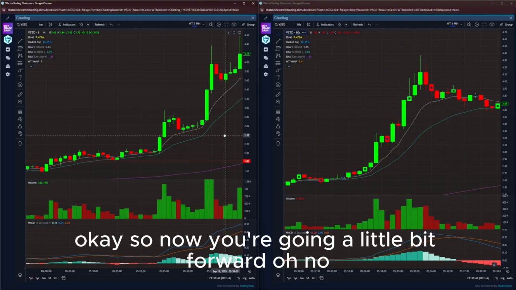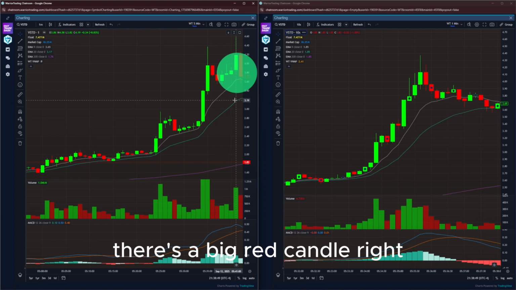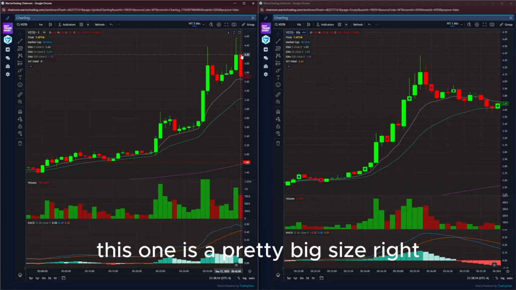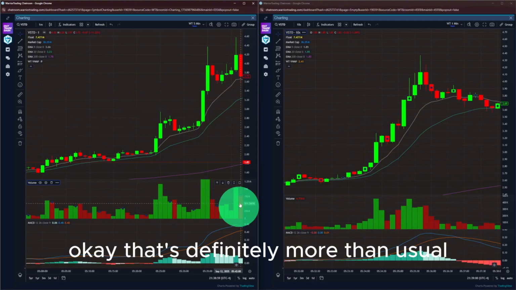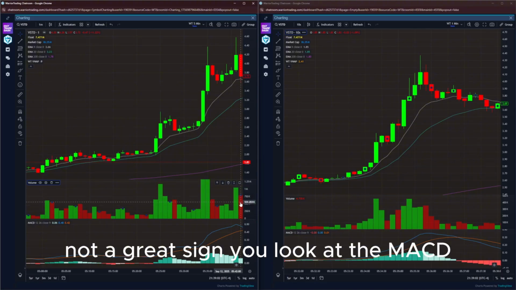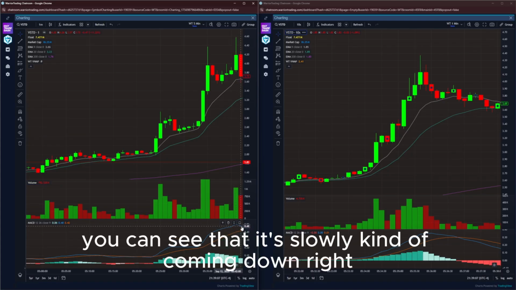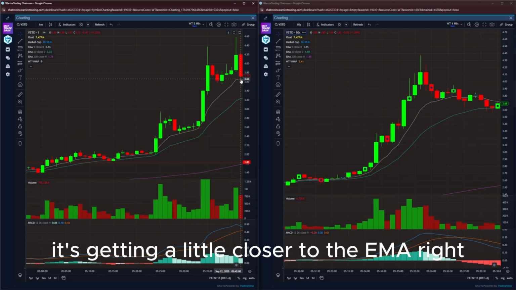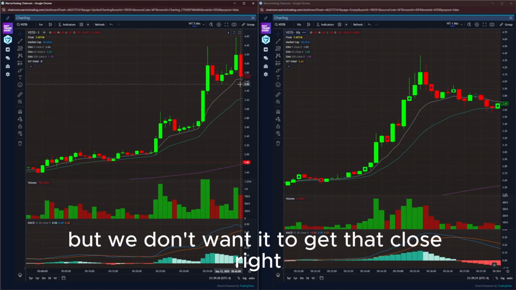Okay, so now you're going a little bit forward. Oh no, there's a big red candle, right? That's not the same red candle like was before, right? This one is a pretty big size, right? And then you look at the volume, you're like, okay, that's definitely more than usual. Not a great sign. You look at the MACD, it's still positive. You could see that it's slowly kind of coming down, right? But with this many indicators, you'd kind of hold off, right? It's getting a little closer to the EMA, right? Which we know is support, but we don't want it to get that close, right?